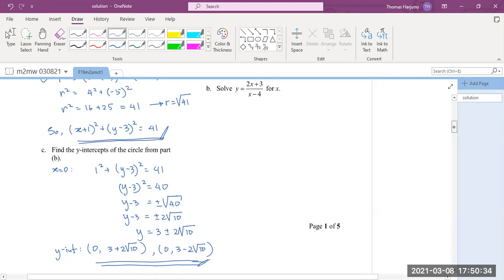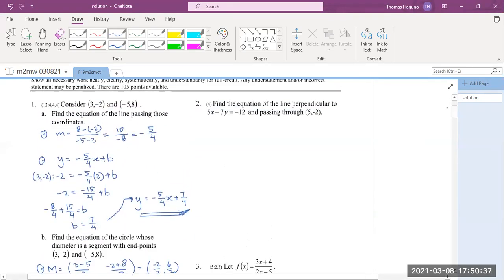Part number 2. Find the equation of the line perpendicular to this line and passing through 5, negative 2. Let me use the precalculus way. So if I call this line 1, then line 2, which is perpendicular to line 1, means line 2 has this equation, 7x minus 5y equals a constant.